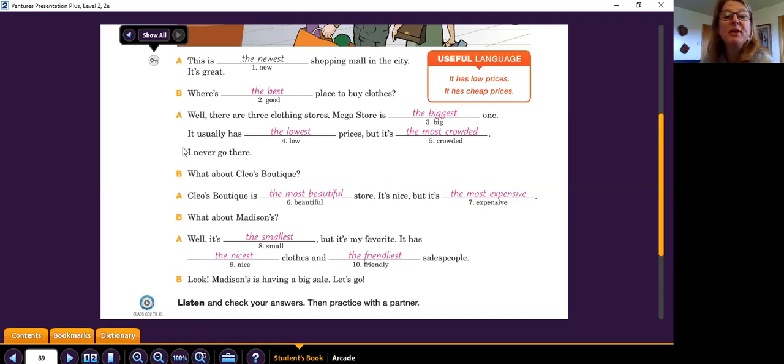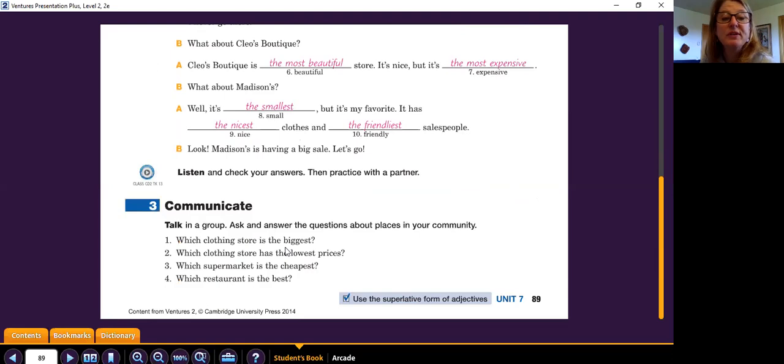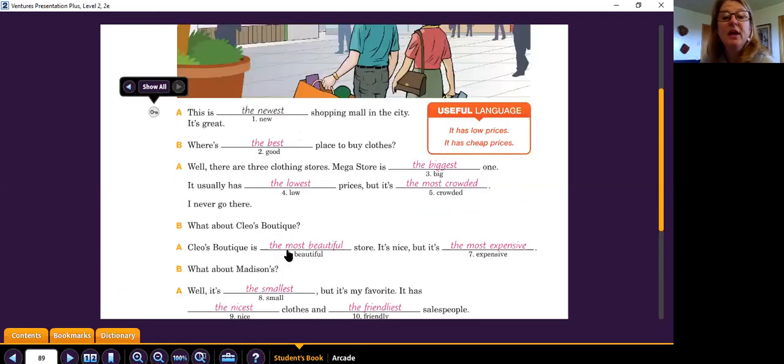So here they're comparing 3 stores. Megastore, Cleo's Boutique, and Madison's. So that's how we're using the superlative things. Okay. So we are going to stop right there, and we'll do lesson D together. And again, in Zoom tonight, we'll go over this lesson as well.